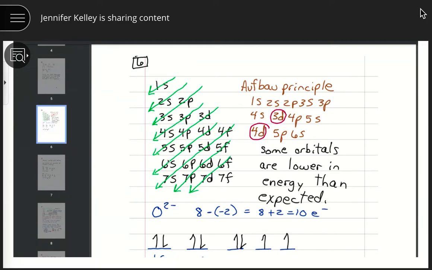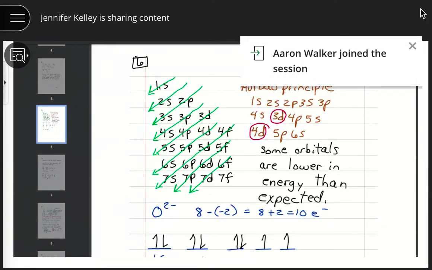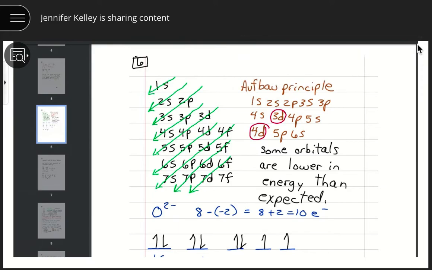So if you draw this like this, and you put in these arrows that start at the right-hand side and go diagonally down, the first arrow will just catch 1s. And the next one will just catch another one, and that's 2s. And then the next arrow starts picking up more than just one. So it picks up the 2p and the 3s. The next arrow is the 3p and the 4s, and so forth.